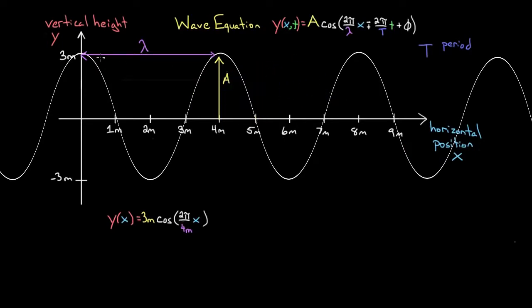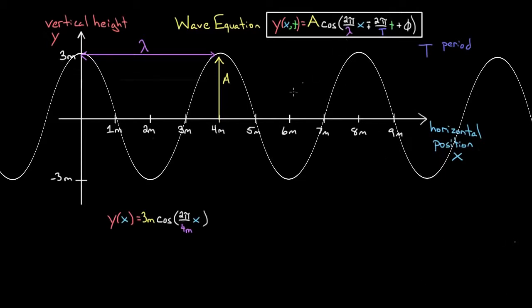You'd have to draw it shifted by just a little bit. But in our case right here, you don't have to worry about it because it started at a maximum, so you wouldn't have to have that phase shift. And this is it. This is the wave equation. This is what we wanted. A function of position and time that tells you the height of the wave at any horizontal position x, and any time t.